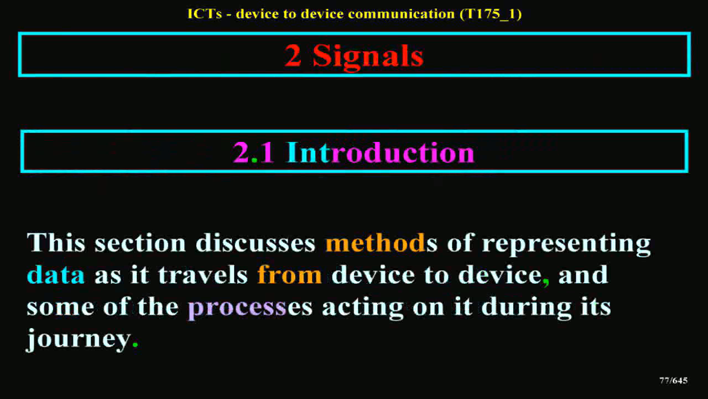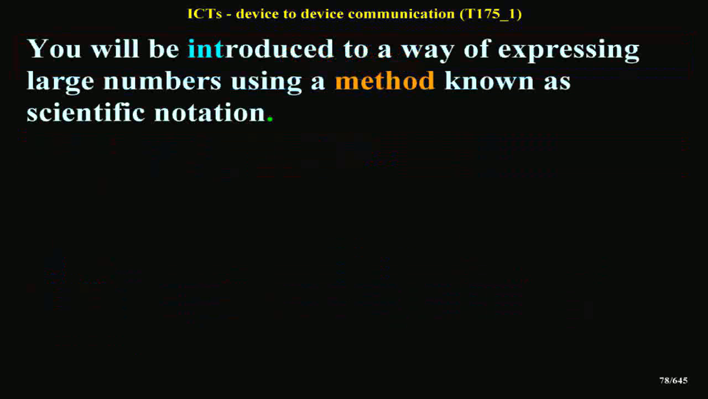2. Signals. 2.1 Introduction. This section discusses methods of representing data as it travels from device to device, and some of the processes acting on it during its journey. You will be introduced to a way of expressing large numbers using a method known as scientific notation.